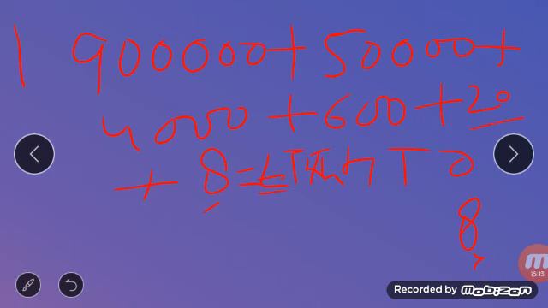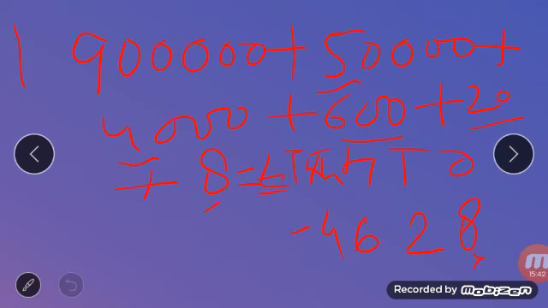20 is in the tens place, so here you write 2. 6 is in the 100 place, so write 6. 4 is in the thousand place, so write 4 under thousand. 5 is in the 10,000 place, so write 5. And 9 is in the lakhs place, so write 9. Got the number? This is the number in short form. So always put the place value and then write the number, and you will get the correct answer. Sometimes you feel it is easy, but sometimes we commit mistakes there.